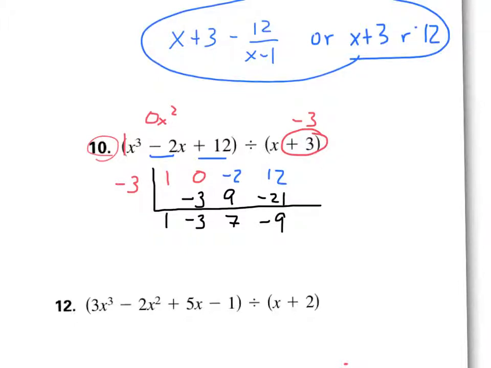Since I started with a cubic term, now I am going to have a square term there, linear term there, constant here, and this is my remainder. So the final answer is this: x squared minus 3x plus 7 minus 9 over x plus 3. And that, algebraites, is synthetic division.